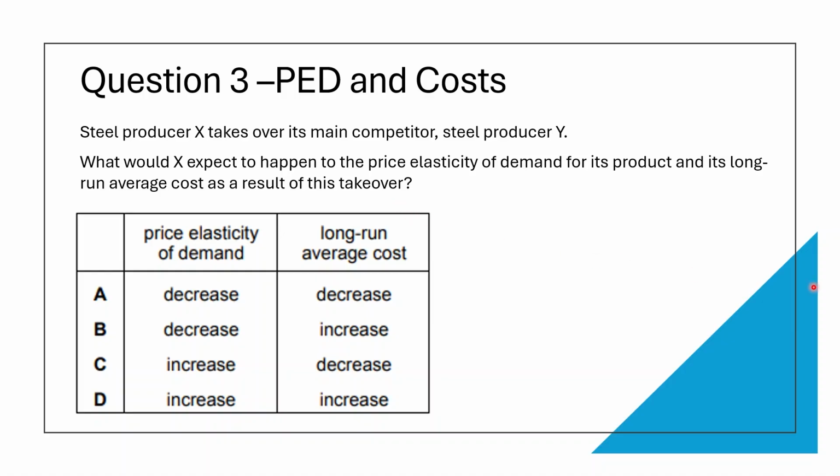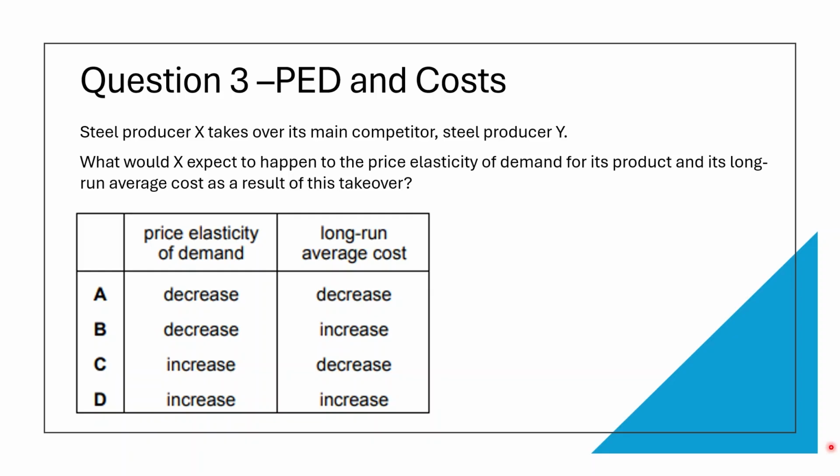Now think about what happens when one firm takes over another. Market power increases, but competition reduces, right? So consumers will have fewer alternatives when a firm is merging. So it means that the demand will become less responsive to price. So your price elasticity of demand will fall. So it means your options C and D are not there. Only we need to consider A and B.